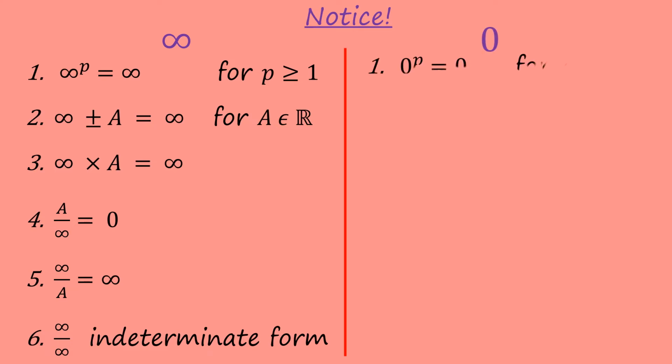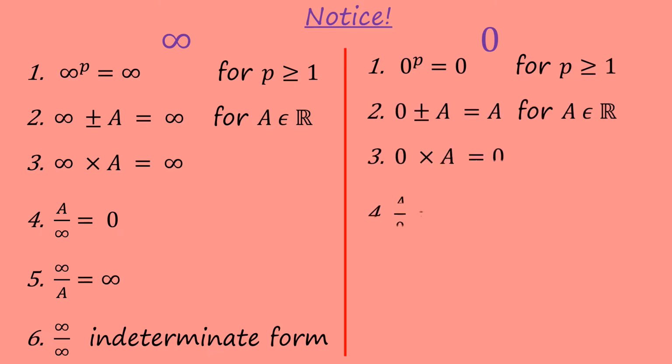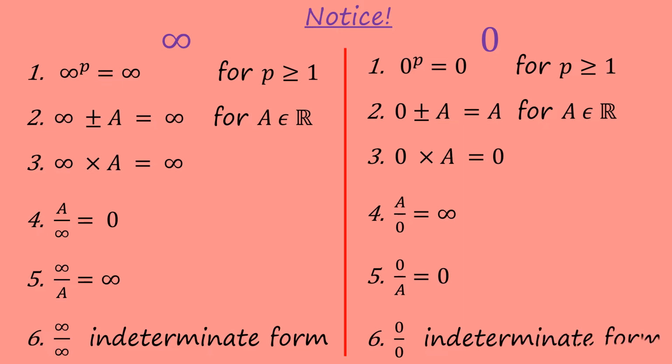Now 0 to the power of p is 0, 0 plus or minus a is a, 0 multiplied by a is 0, a over 0 is infinity, 0 over a is 0, then 0 divided by 0 is indeterminate. We need this for the examples we are going to solve.